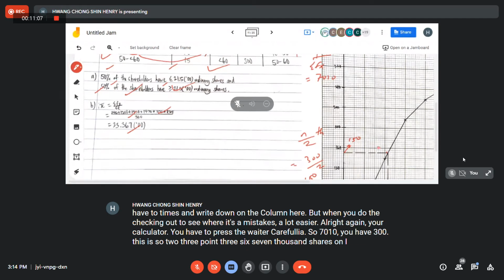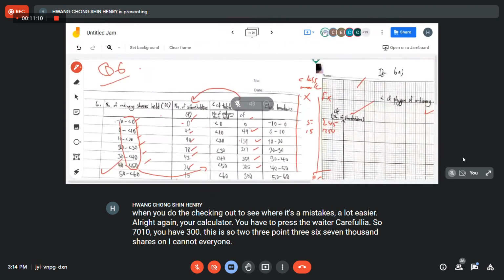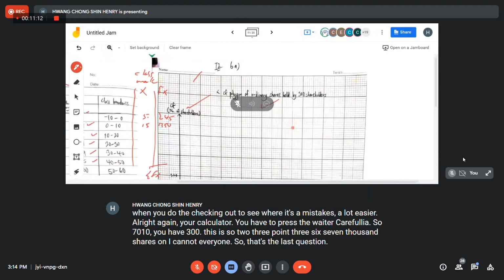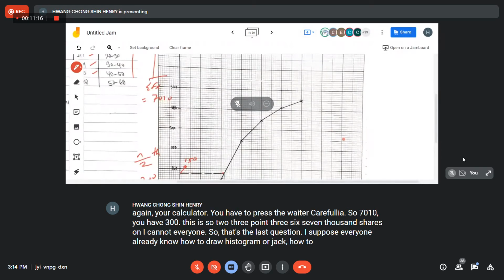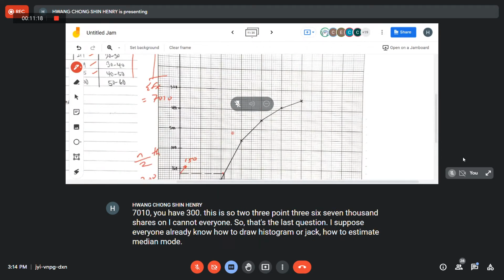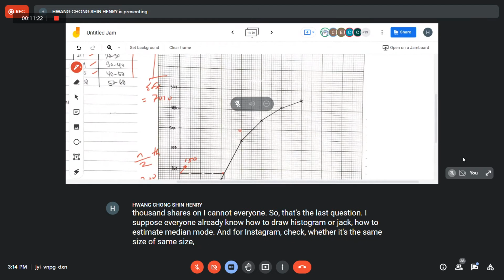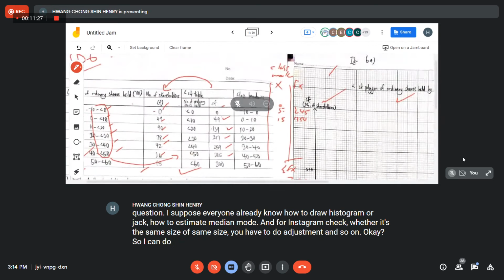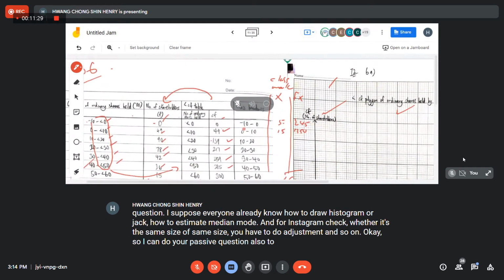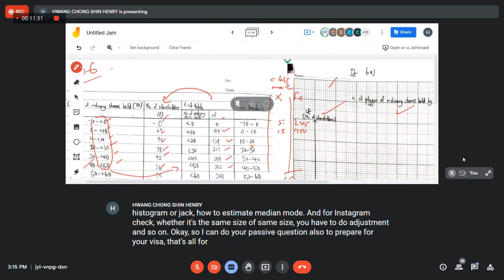Okay, now everyone, that's the last question: to estimate the median and mode. Then for the histogram, check whether the class sizes are the same or not the same. You have to do adjustment and so on. So you can do your past year questions also to prepare for your quiz. That's all for tutorial 2A. Do any of you want to ask questions?